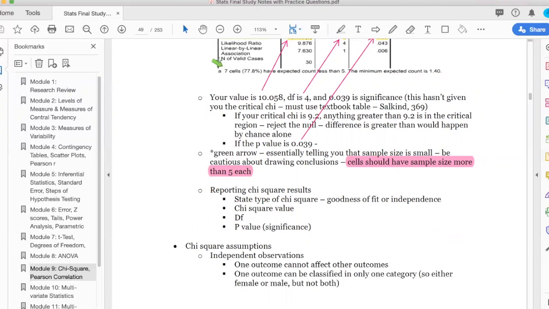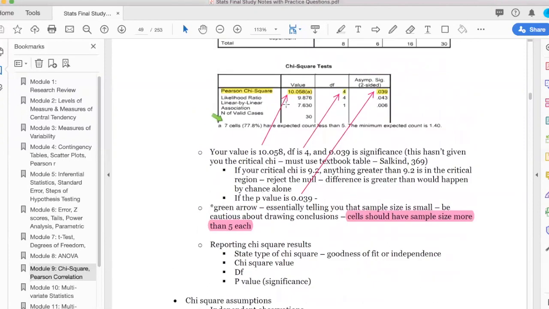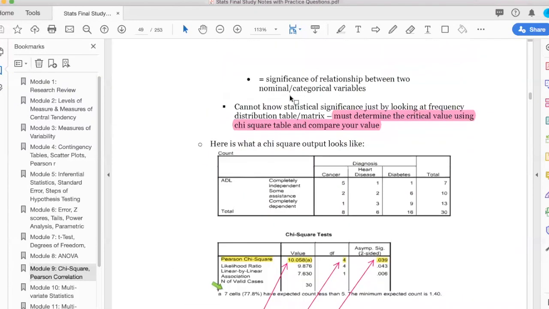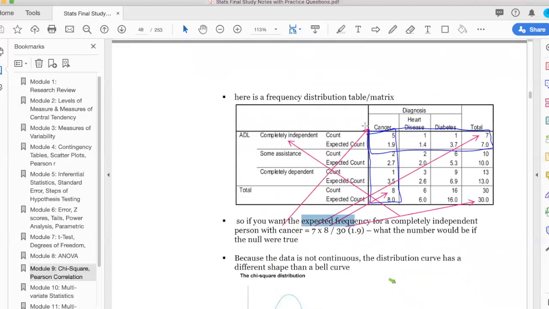Okay, and then this little green arrow is pointing at this: 7 cells, 77.8% have expected count less than 5. So with a chi-square test, it's really, really important that your sample size is large. The cutoff is generally around 5 for each one of these, right? You don't want to have less than 5. You have less than 5 all over the place in this chi-square.